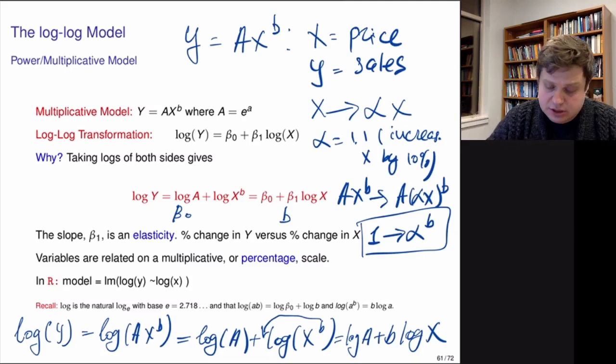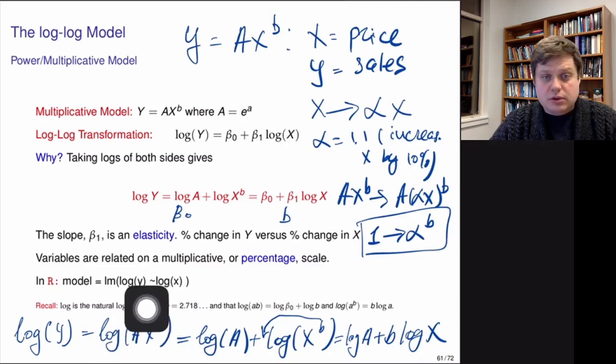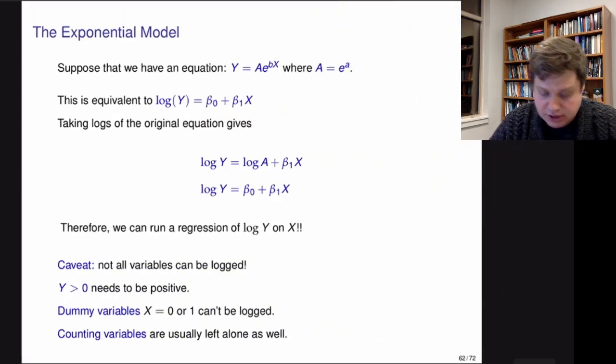And in R, you can just type the same lm command, and instead of regressing y on x, you regress the logarithm of y on the logarithm of x. So you find the regression line on a logarithmic scale, if you have a situation where things change on the multiplicative scale in the original data set.